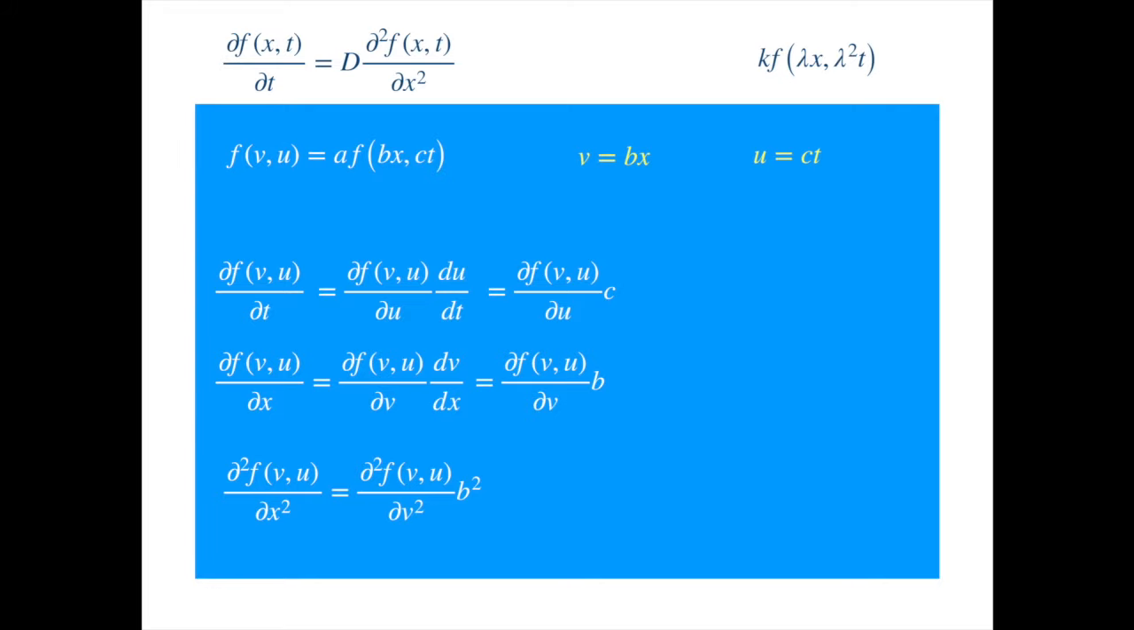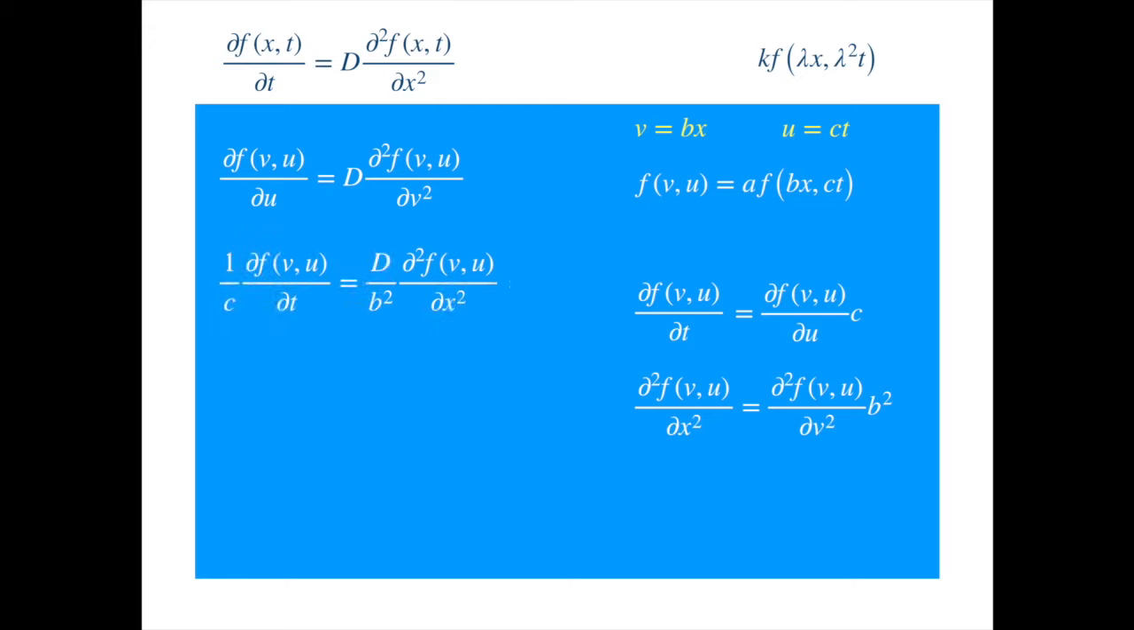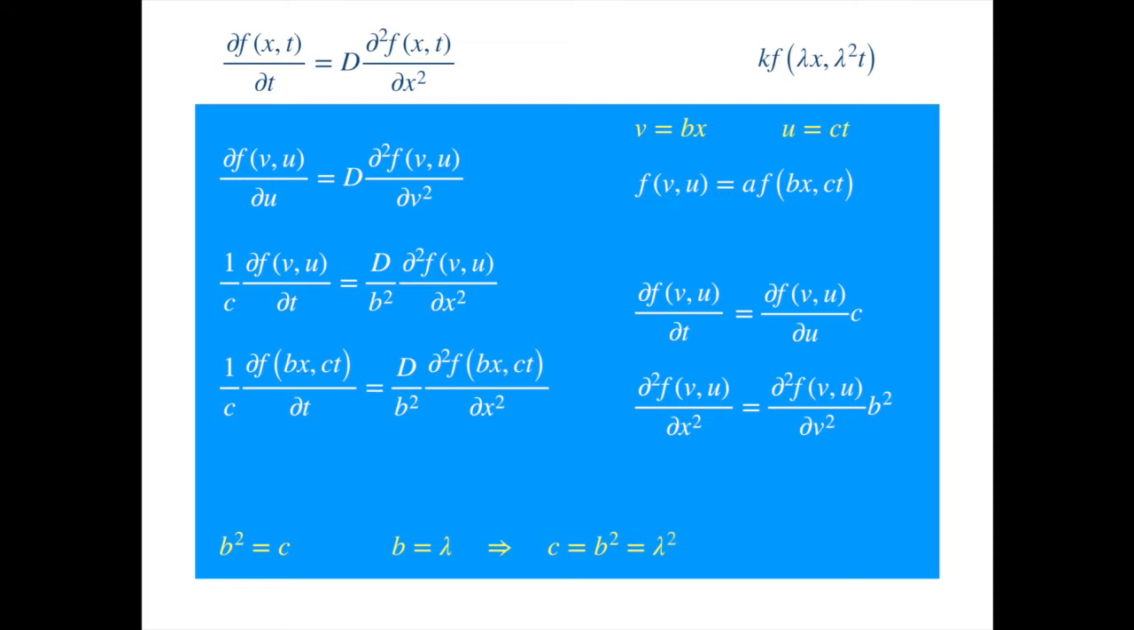Now we write the diffusion equation in terms of u and v, then substitute for the two derivatives and the variables u and v. So now c must equal b squared if this were to have the same form as the diffusion equation. So if we set b equal to lambda, then c must equal lambda squared, and that is the parabolic scaling demystified.